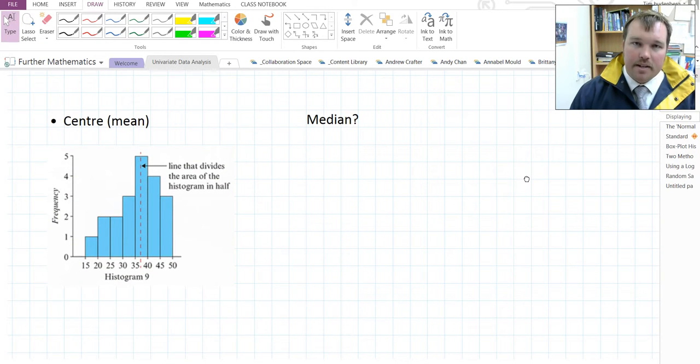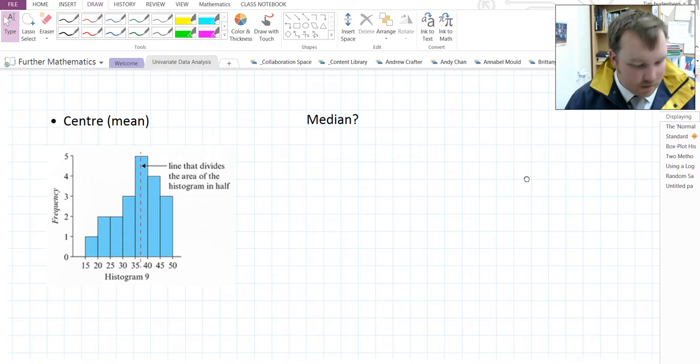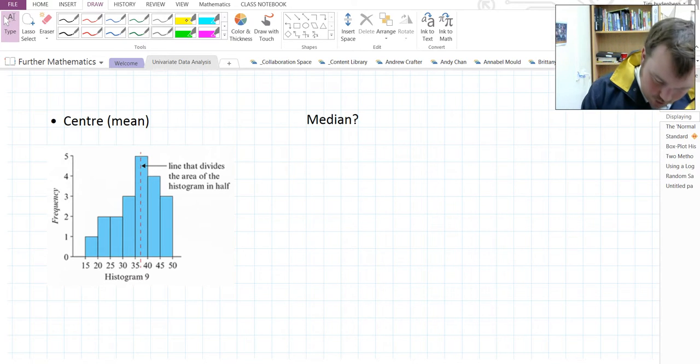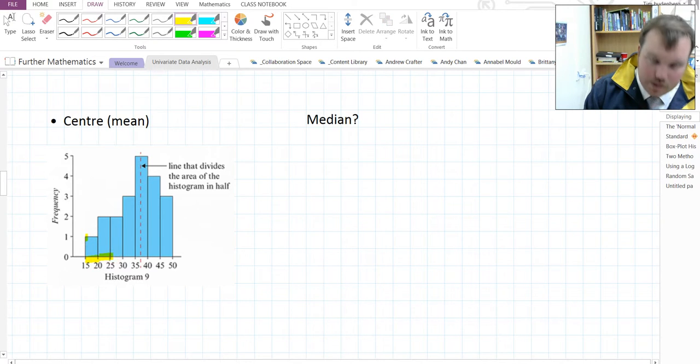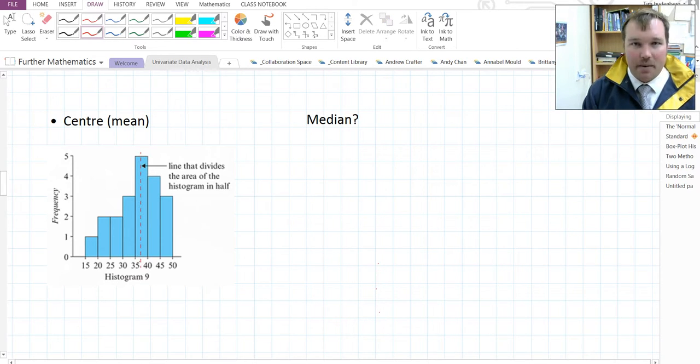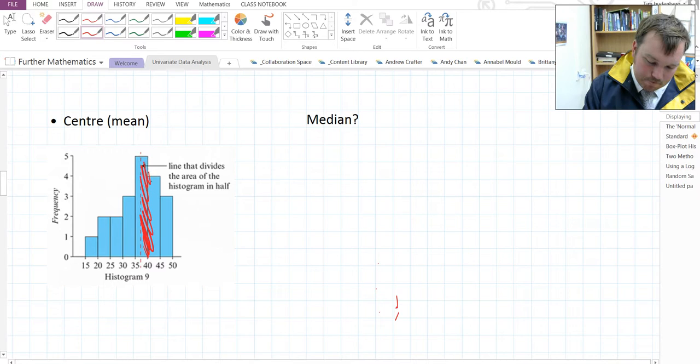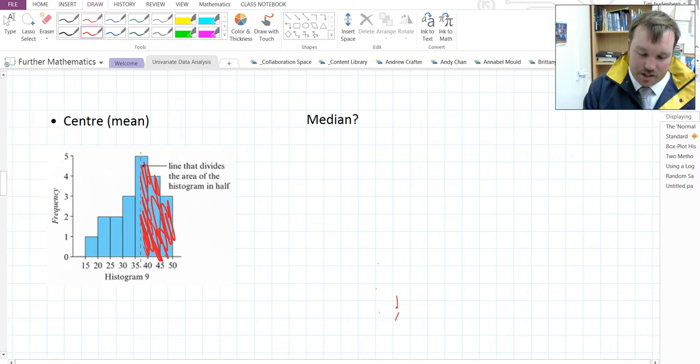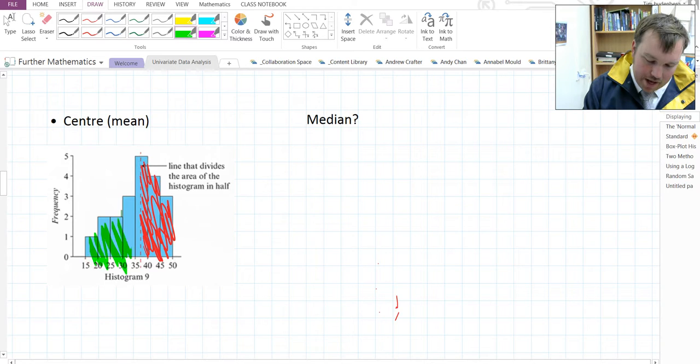Center. Now, center in a histogram can be quite a complicated thing to find because you're not told the raw data. For example, here, we're told there is one person between 15 and 20. There are two people between 20 and 25. There are two people between 25 and 30. So, one way to visualize where it is, you want to find a vertical line that you can draw on the histogram that splits the area of the histogram in half. So, this area here is equal to the sum of that area there.